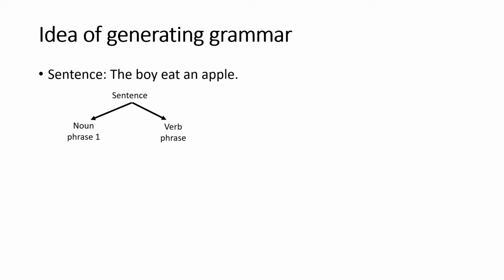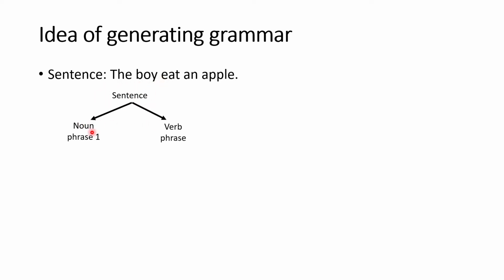I can extend it more, each and every entity, this noun phrase 1 and verb phrase 1, into several other smaller components till I am able to derive this sentence, the boy eat an apple. That means each and every smaller component will be able to derive the words individually. That is what I want. And that is why I started from this particular root sentence. I started from here.